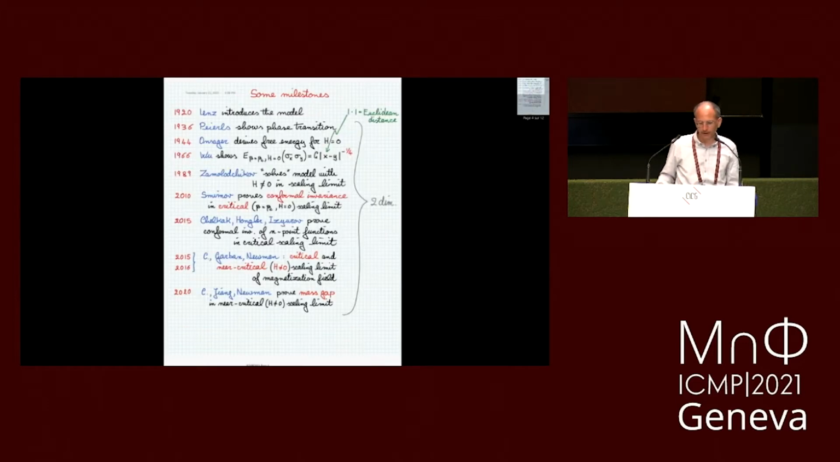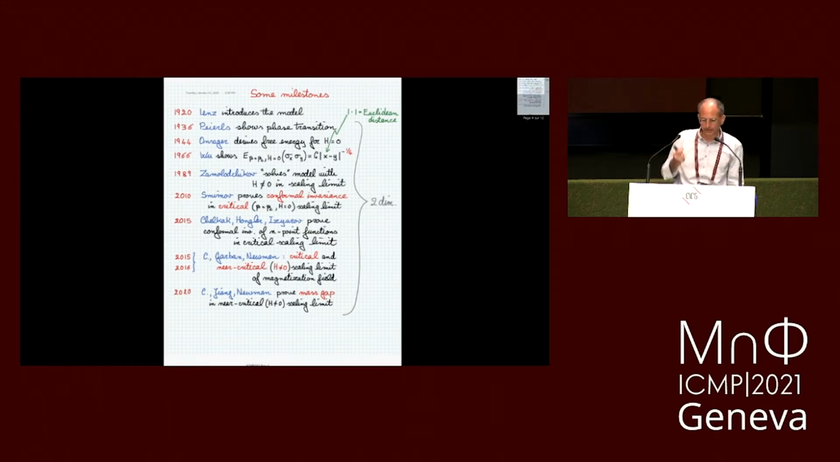So very briefly, a few milestones. This list is very partial and sort of subjective, but these are results that are in some way relevant to this talk. The model itself was introduced by Lenz, who gave it to his graduate student Ising to study. Interest in the model picked up in the 1930s and 60s when Peierls showed that the model undergoes a phase transition in 2 dimensions. Onsager found the free energy for the 0 field case, again in 2 dimensions.